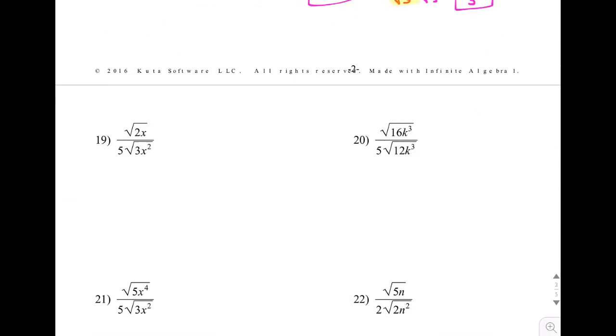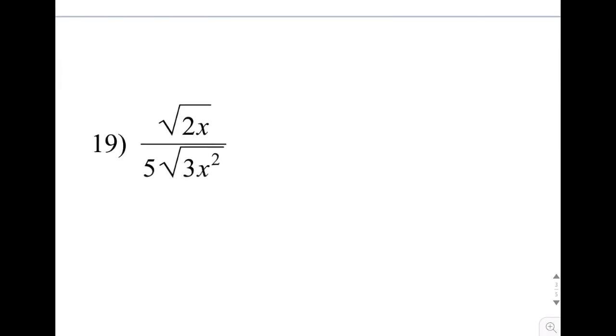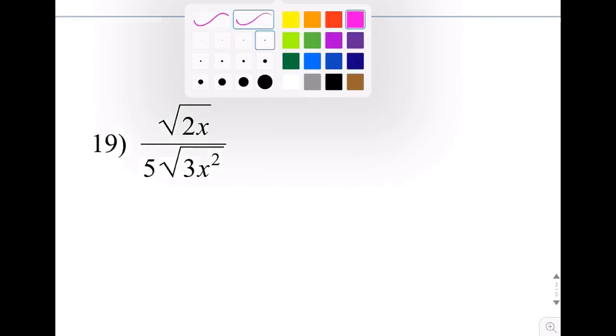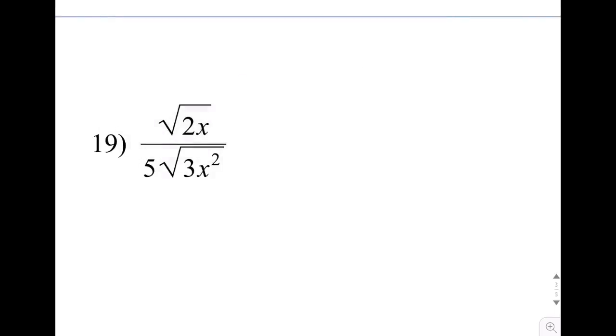Let's go ahead and do another example here. Number 19. The place we want to start with this one is probably going to be the fraction again. In this particular example, it may end up working against us, but whenever I see common pieces, I like to break it down that way. So out front, there's an invisible 1. I'm going to write that just to make it clear. And then there's a square root of 2x over 3x squared.